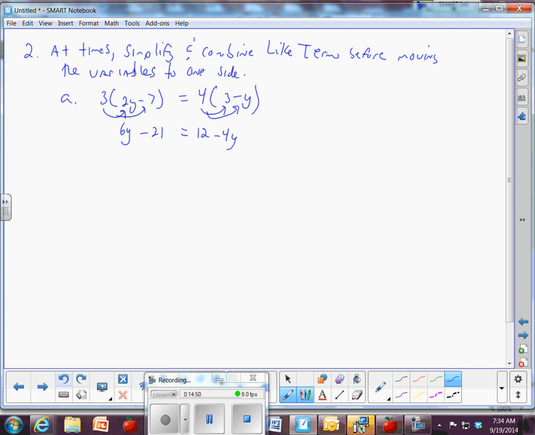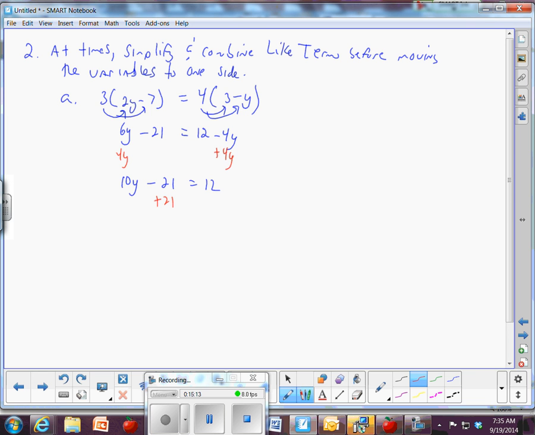Now I'm ready to do my moving, and I hope you would decide I'm going to add a positive 4y to both sides. Again, you could do it the other way. You can move the 6y. I know that this is going to give me a positive variable. So we have on the left 10y's, right? Minus 21 equals 12. Let's finish it off.